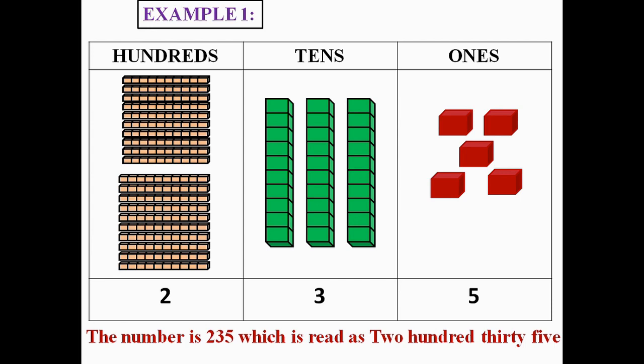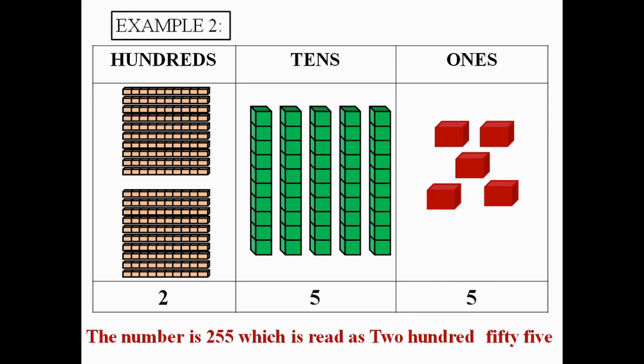Now we move to another example. Here also ones column, tens column and hundreds column. In the ones column we have 5 ones. In the tens column we have 5 tens. And in the hundreds column we have 200. So the number is 255, which is read as 255.